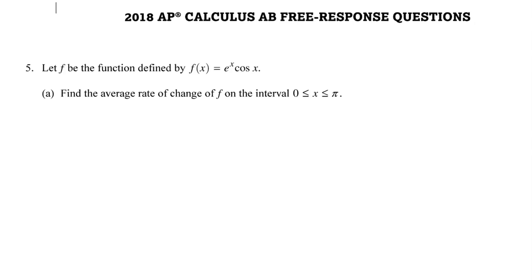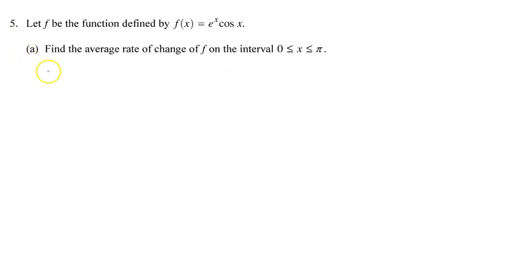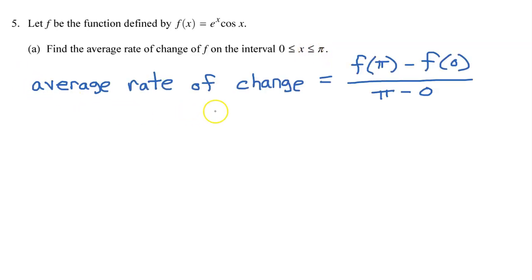In this video, I will walk you through free response question number 5 from the 2018 AP Calculus exam. Part A, find the average rate of change of function f on the interval from 0 to pi. Average rate of change is just an old school slope, basically y minus y over x minus x.